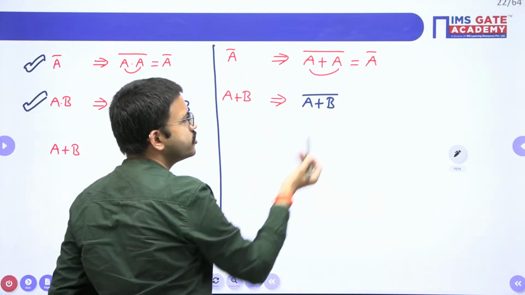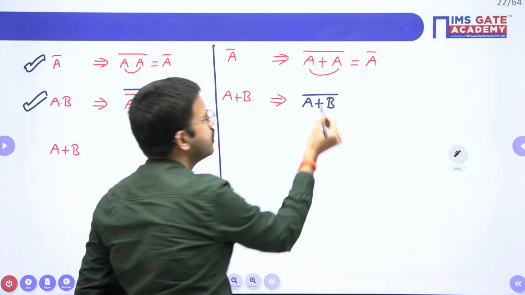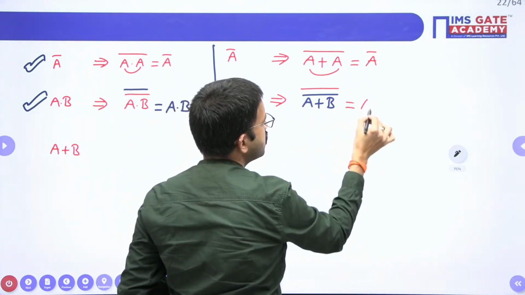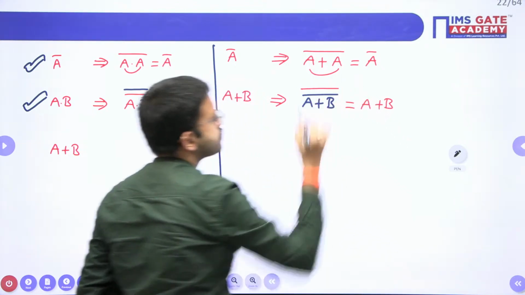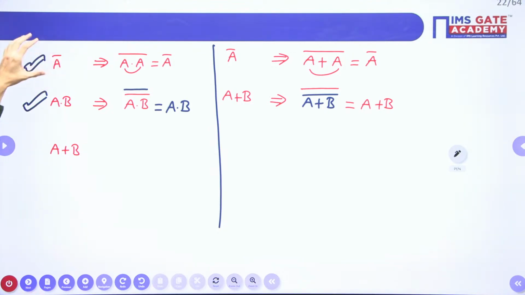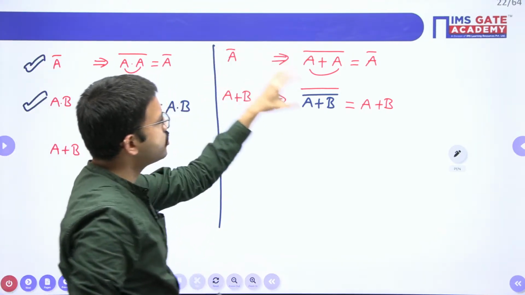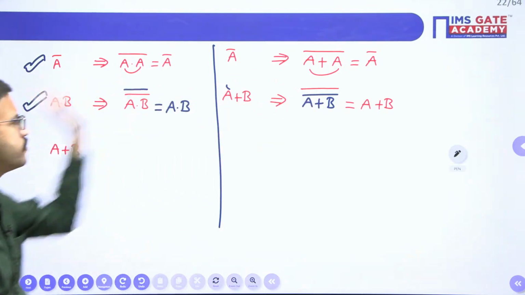But now what can you do? This output you have to pass through this NOR-based inverter so that you will get the normal function A plus B. Up to here there is no doubt. Regarding the NAND-based inverter and NAND-based AND gate, similarly the NOR-based inverter and NOR-based OR gate, there is no confusion.